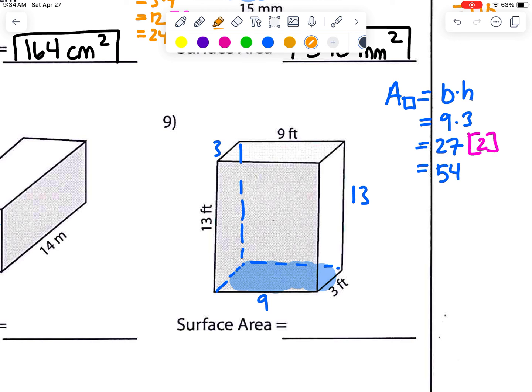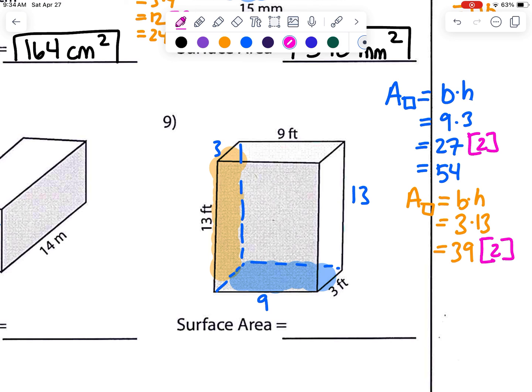Okay. Now let's focus our attention on the left rectangle. Okay? The left rectangle is 3 by 13. 3 by 13 is 39. And if the left is 39, that means the right is 39. So 39 times 2 is 78.